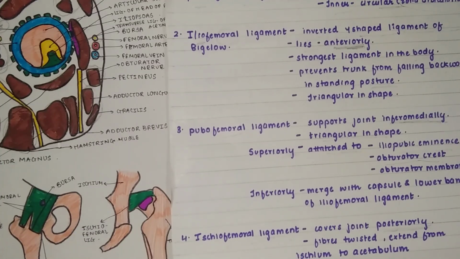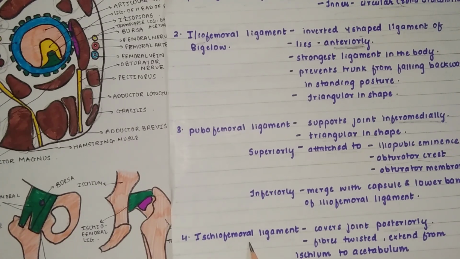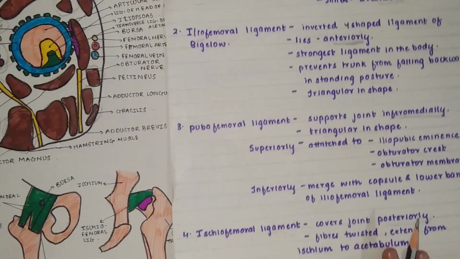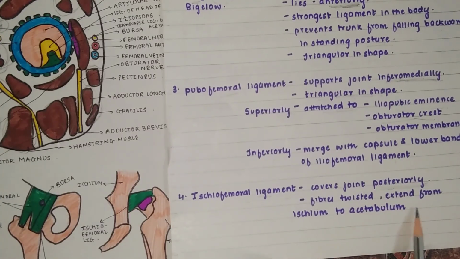Ischiofemoral ligament, which is found between ischium and femur. It covers the joint posteriorly. Fibers are twisted, extending from ischium to acetabulum.